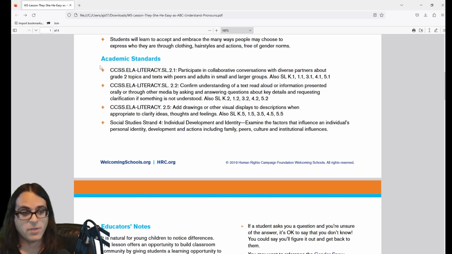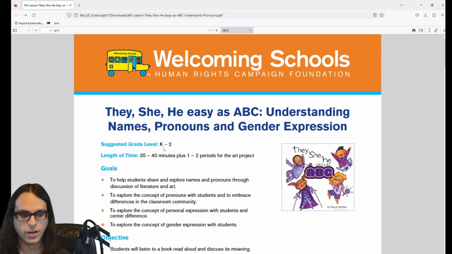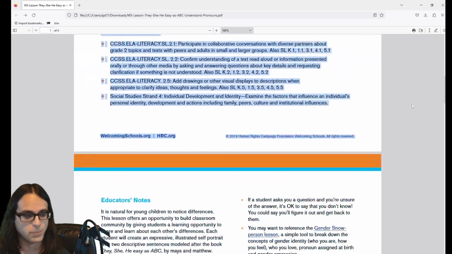Okay, academic standards. So this is a weird one. Participate in collaborative conversations with diverse partners about grade 2 topics and texts with peers and adults in small and larger groups. So how is it determined that it's okay to talk about pronouns and gender expression with kindergarteners and second graders? Well, I mean, if you look at the lesson recommendation, there it is right there. Now, who determines that? Well, the people who came up with it, of course. Like, stop asking stupid questions.